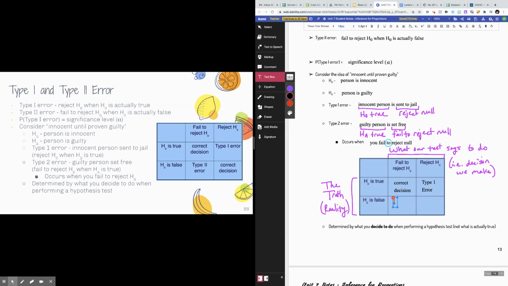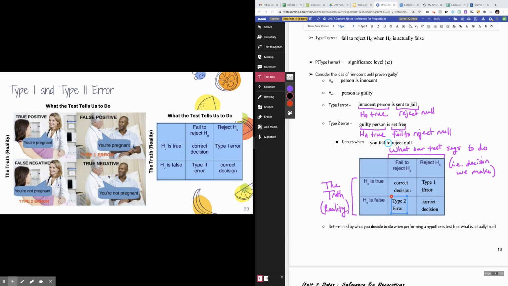If the null is false and we reject it, so if in reality the null is false, we want to reject it. So that would be a correct decision. But if the null is false and we keep it, we fail to reject it, that is a type 2 error.